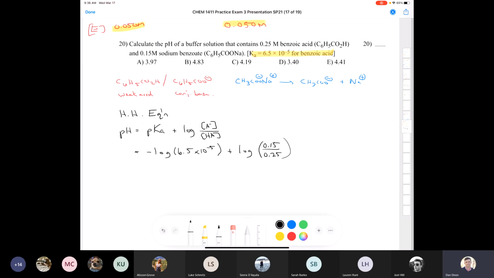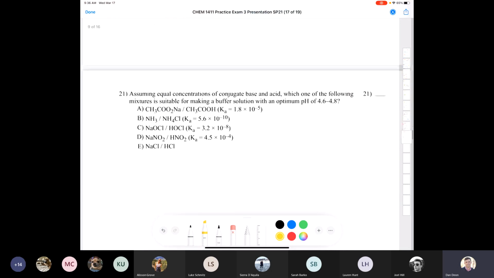Okay, when we do that, we get that our pH is going to be equal to 4.19 plus negative 0.22, and we add those two together, and we end up with a pH of 3.97 for our buffer solution. And so the answer is 3.97 for number 20. All right, let's move on to 21.